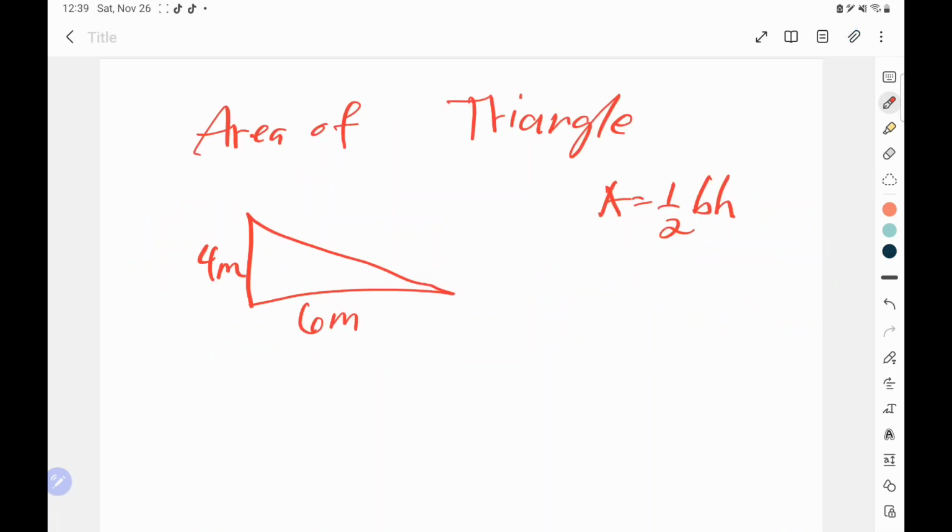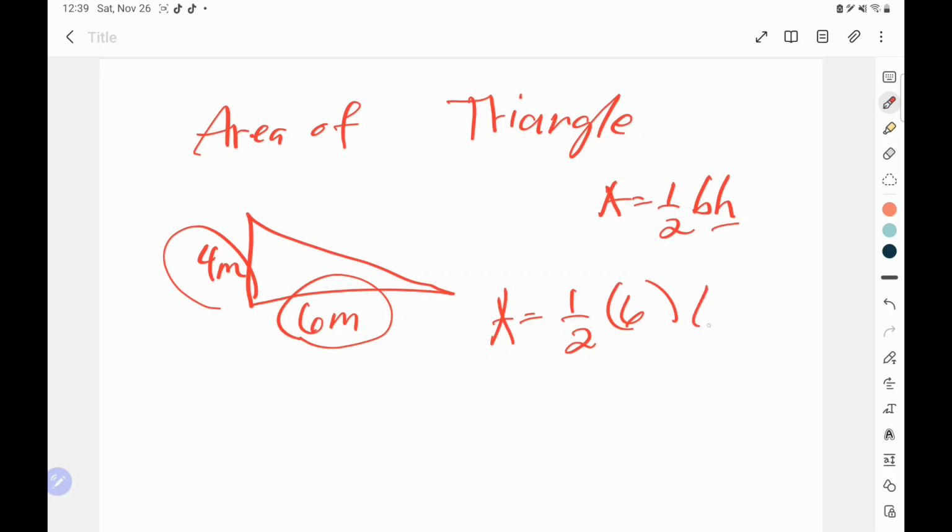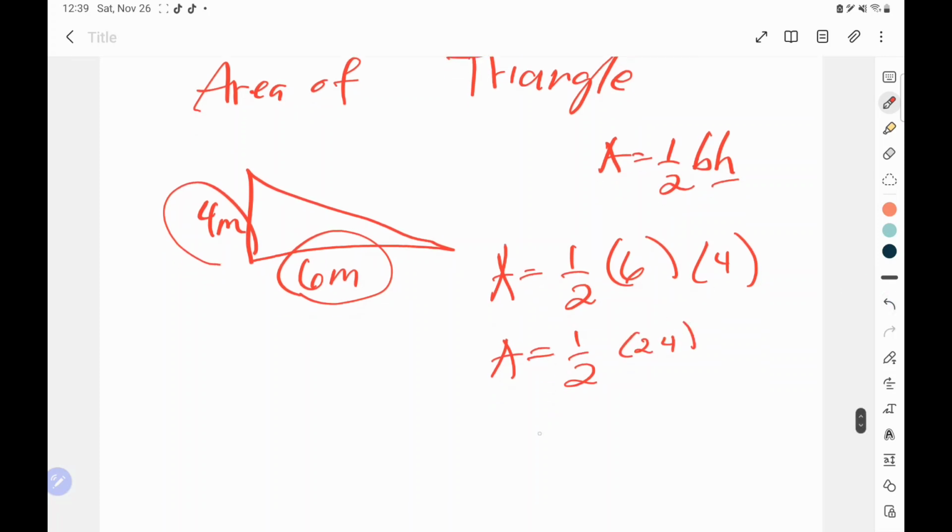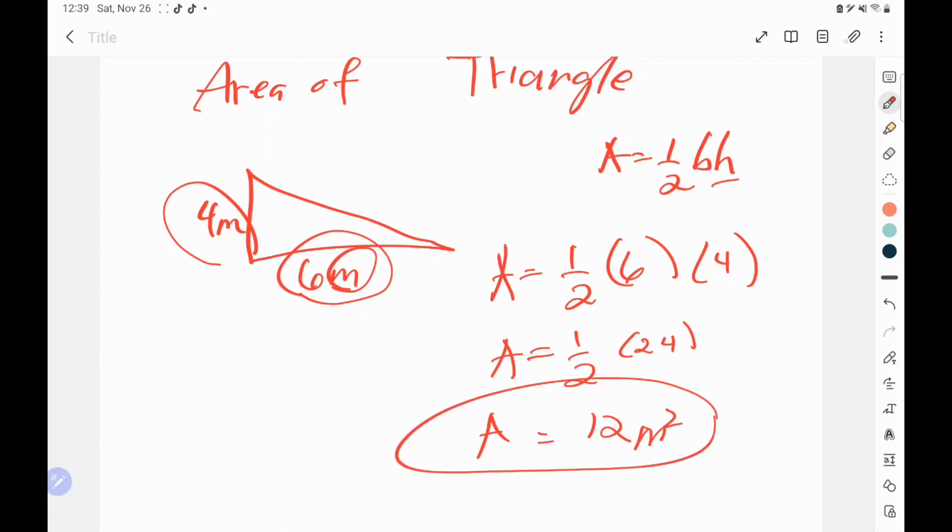Okay, just a quick review of the area of a triangle. We both know the area of a triangle is 1/2 base times height. This is our base, this is our height. So area is equal to 1/2 times base, which is 6, times height, which is 4. So basically area is equal to 1/2 times 6 times 4, which is 24. All right, and then 1/2 times 24 is equal to 12. And the unit here is meter, so it should be meter squared.